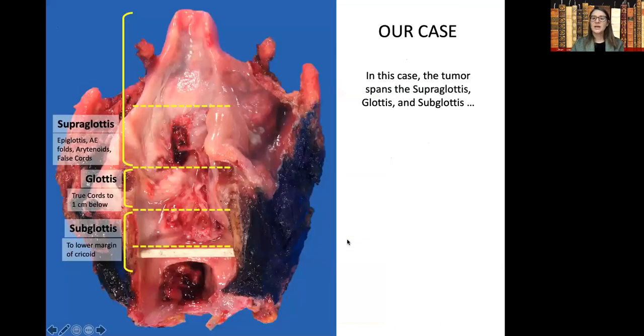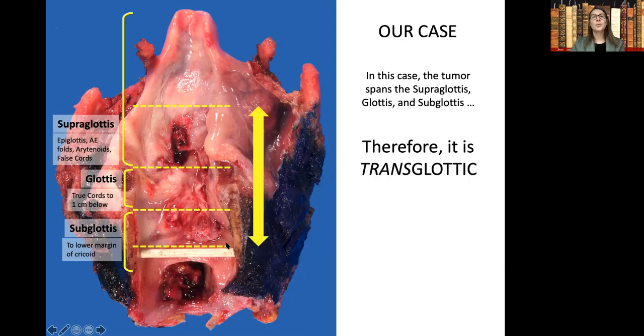In our case, the tumor spans all the way from the supraglottis to the glottis, down into the subglottis. So this would be considered a so-called transglottic tumor. Transglottic meaning crossing compartments vertically. So including supra and glottis, including glottis and sub, or including all three. Therefore, this tumor is not localized to one subsite, so it is at least T2, and perhaps more, depending on how far it travels anteriorly.